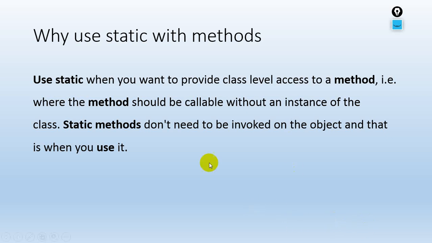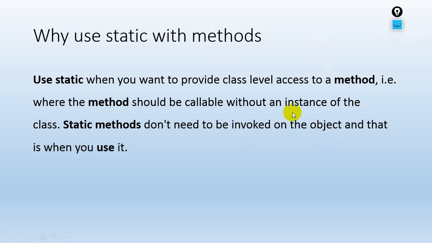So first of all, let me just read this. Use static when you want to provide class level access to a method, where the method should be callable without an instance of a class. Static methods don't need to be invoked on an object, and that is when you use it.